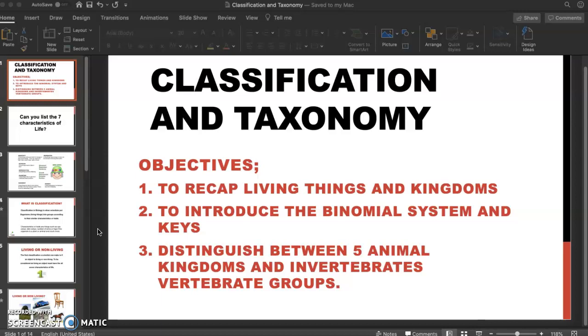Previously, we've been looking at ecology and ecosystems and looking in depth at how organisms interact with each other, who's the predator, who's the prey. We've also looked at how scientists can study ecosystems and take certain measurements. But now we are going to look at how scientists classify and group these different organisms together.